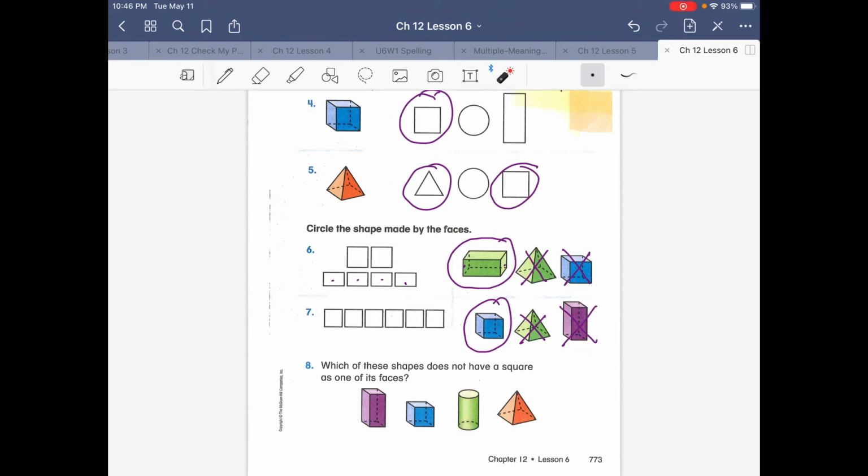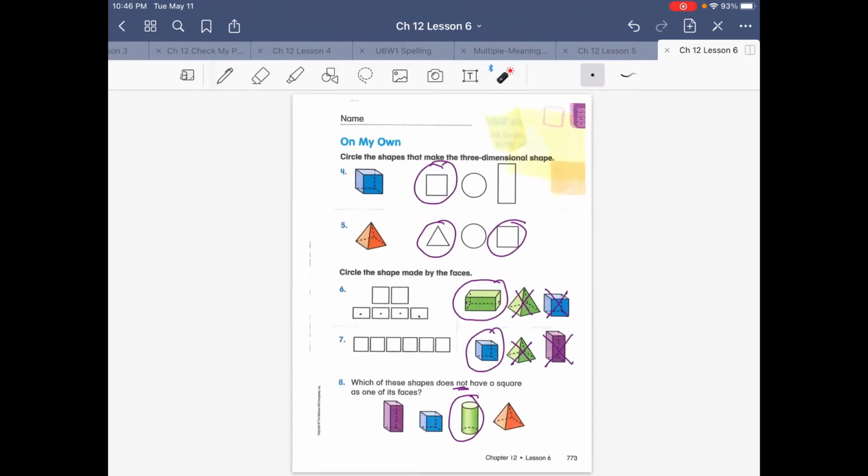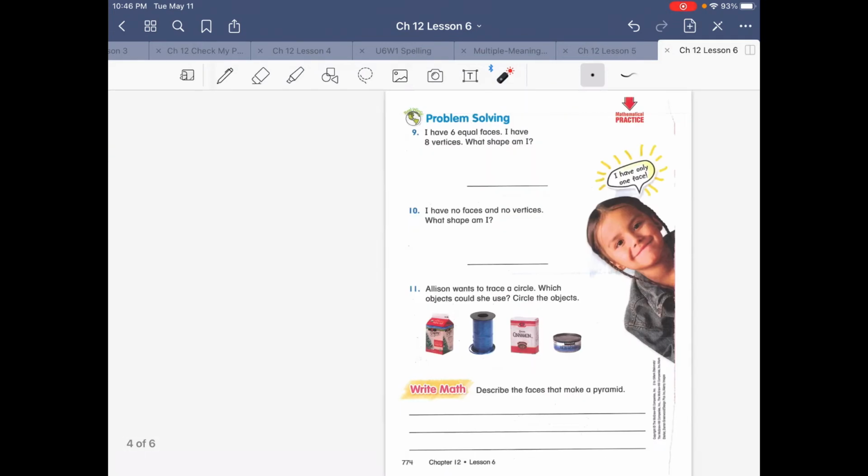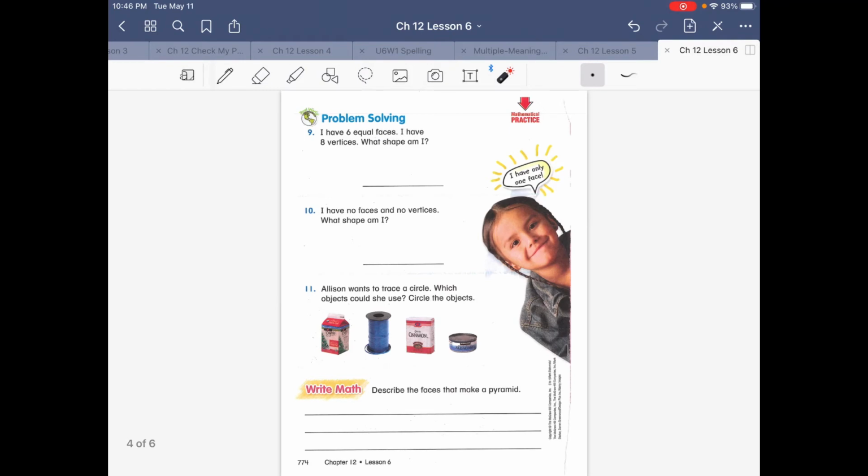Does a cylinder have any square faces? It does not. Does the square pyramid have a square face? It does. That base on the bottom is a square. So the only shape that does not have a square as one of its faces is your cylinder. Next, let's turn to page 774 and look at the story problems.